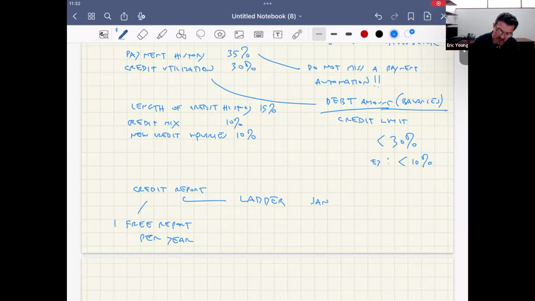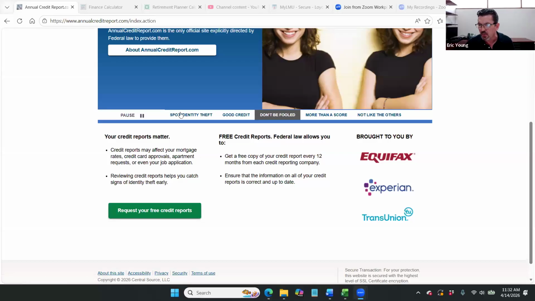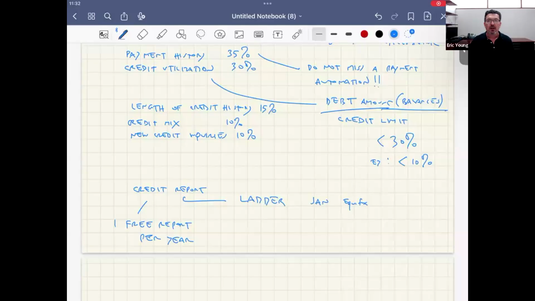In January, you request it from company 1. So let's say you request it from Equifax. Let's make sure we got our names right. Equifax, Experian, and TransUnion. Those are your three. So maybe every January you request it from Equifax. February, March, April, May. 4 months later in May, you request it from Experian. June, July, August, September. 4 months later in September, you request it from TransUnion.